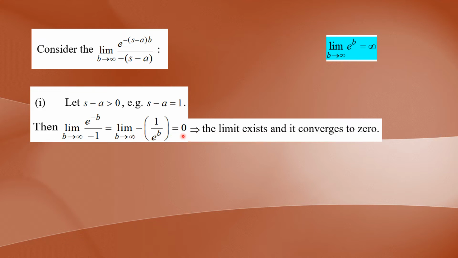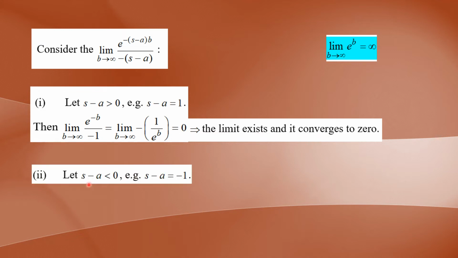So this part here will be infinity as b goes to infinity. So now we are going to evaluate the limit of 1 over infinity. 1 over infinity is approaching 0, so we say the limit is equal to 0. So this implies that the limit has a finite value 0, so the limit exists and we say it converges to 0.